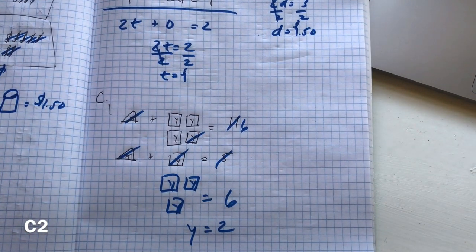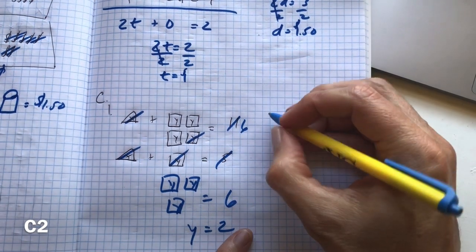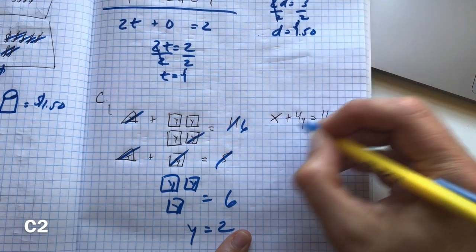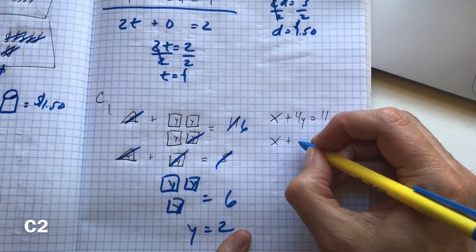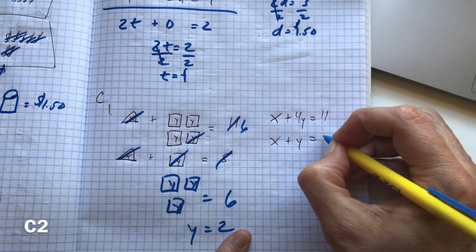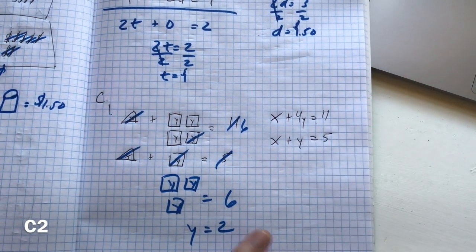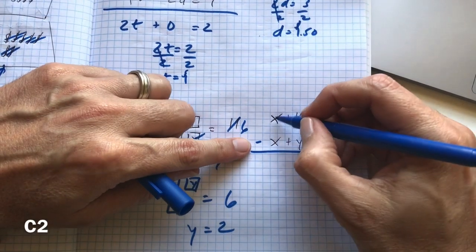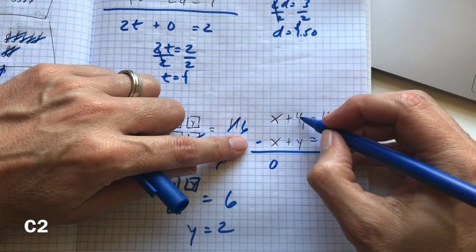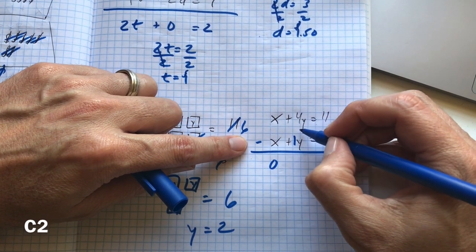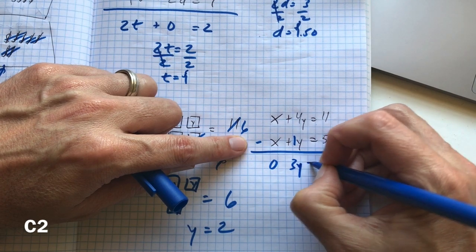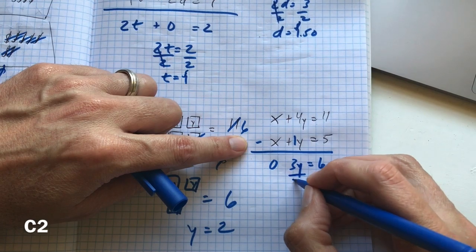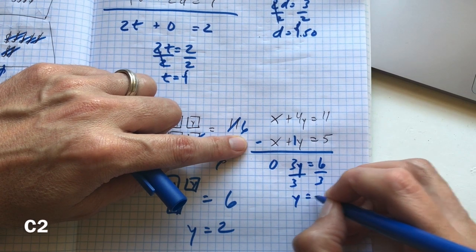But if I did the exact same thing with the equations, let's do that here. If I have x plus 4y equals 11, and x plus y equals 5, let's just do the exact same work with that subtraction. So x minus x is going to be 0. 4y, remember this is a 1y, 4y minus 1y is going to be 3y. That's equal to 11 minus 5, which is 6. Divide by 3, and y equals 2.